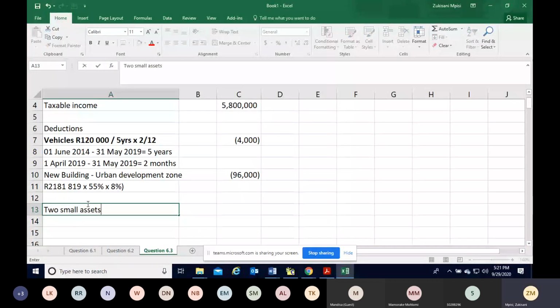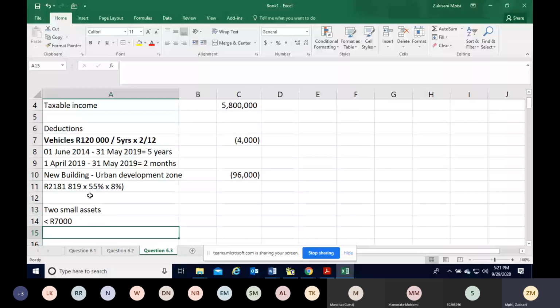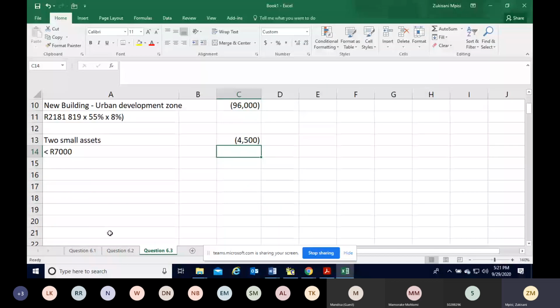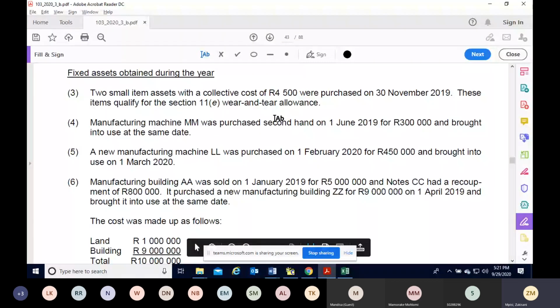Section 11E says, if there will ever be a purchase of small assets less than 7,000, that amount must be written off 100% in the same year that the expenditure is incurred. So this 4,500 is less than 7,000. Therefore, we are going to write off 100% of 4,500.